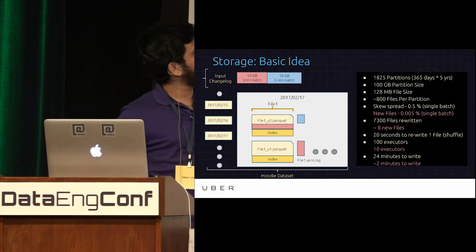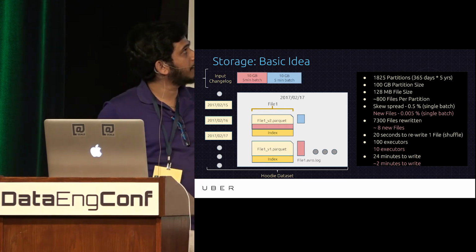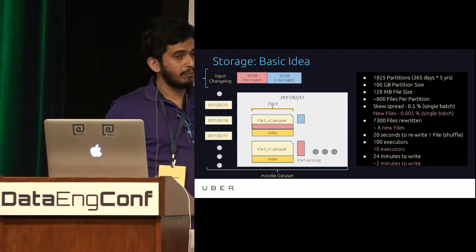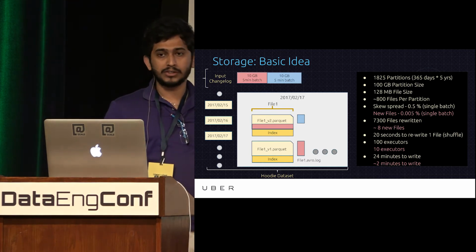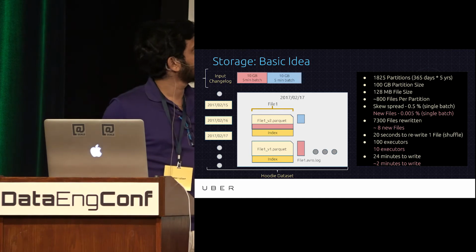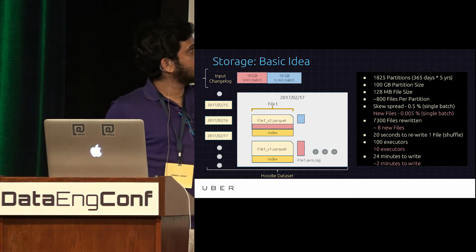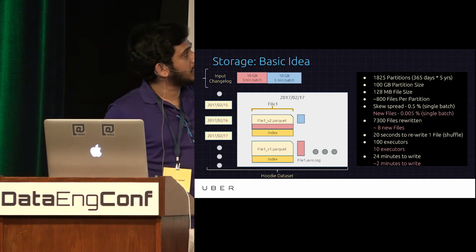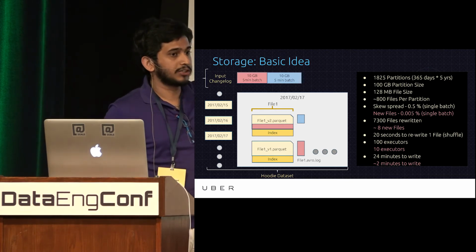And if you do simple math, if you have this many partitions, 100 GB per partition, and we block align the files to 128 MB, which is our HDFS block size, we have approximately 800 files per partition. And we have a workload that's spread across, where a single record update will touch these many partitions.